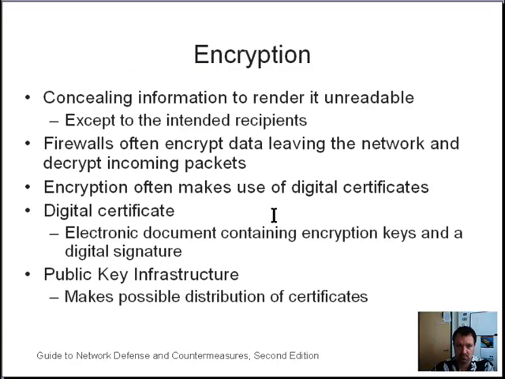Encryption. Why do we use encryption? Encryption essentially is concealing information to render it unreadable by those who should not be reading it. That is, only the intended recipients of the information should be able to read it. As we'll see later on, there are different types of encryption. We have asymmetric encryption and symmetric encryption, and they differ greatly in how they work and how they function. And then we have some forms of encryption modes that actually combine the two.